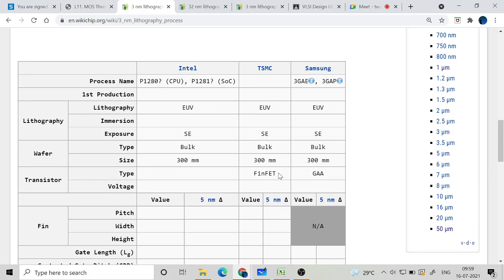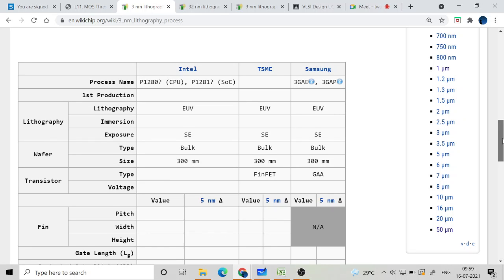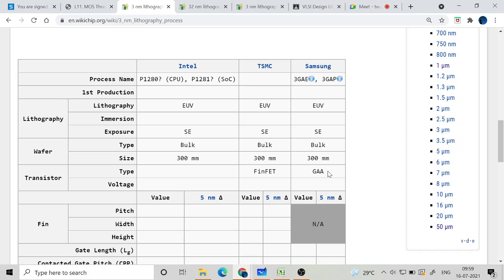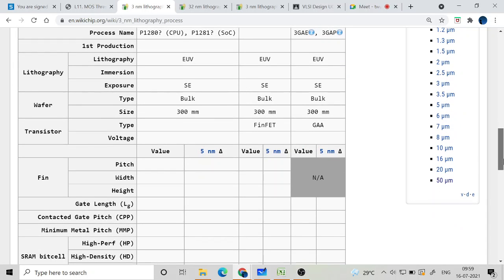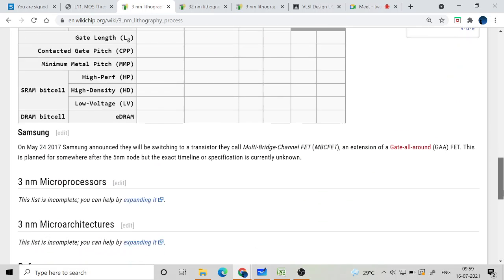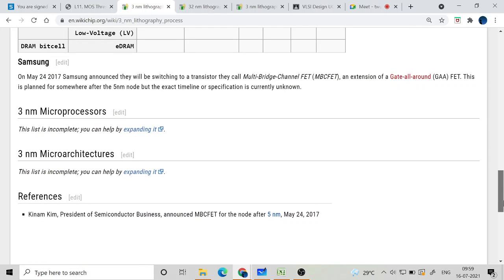So TSMC is trying with FinFET, but Samsung is going into something else called GAA, which stands for gate all around. FinFET, as I told you, has the gate appearing on 3 sides of the channel to get better control, but gate all around means you have gate on all 4 sides. It's like holding a pipe and pressing it, through which water is flowing. So you completely cover it from all sides. That's the status, gate all around.